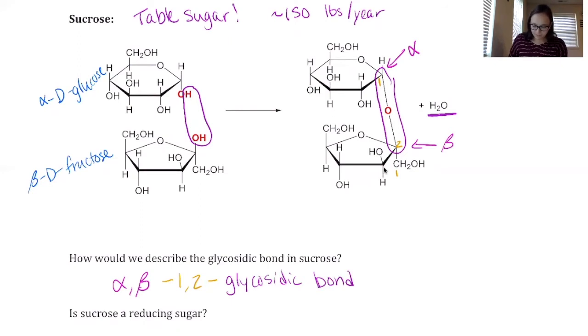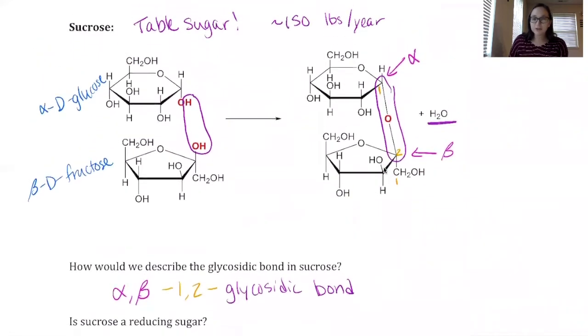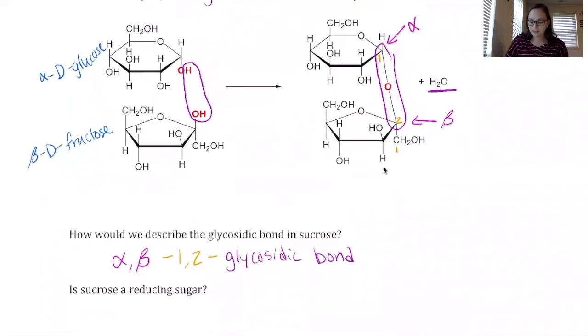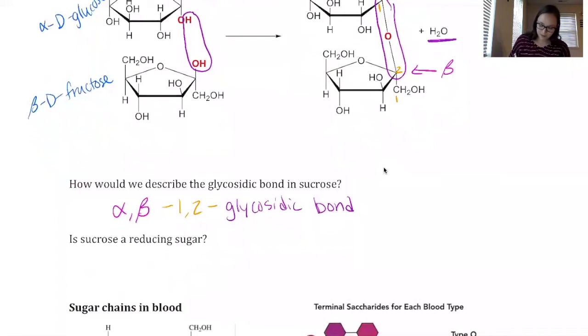Okay, is sucrose a reducing sugar? It's actually not a reducing sugar. The reason why is that the alpha carbon, the one that can isomerize and open to the ring form, for neither of the monosaccharides making up this disaccharide has an alcohol on it. They both have ethers, so this cannot ring open. So no, it is not a reducing sugar.